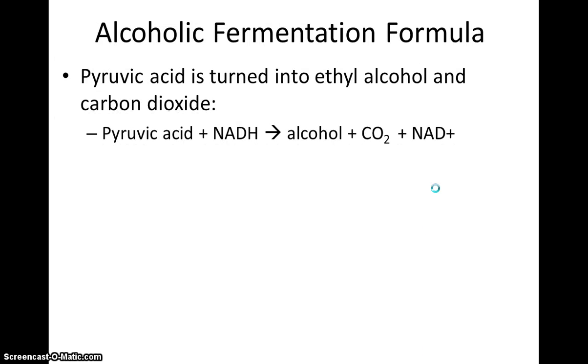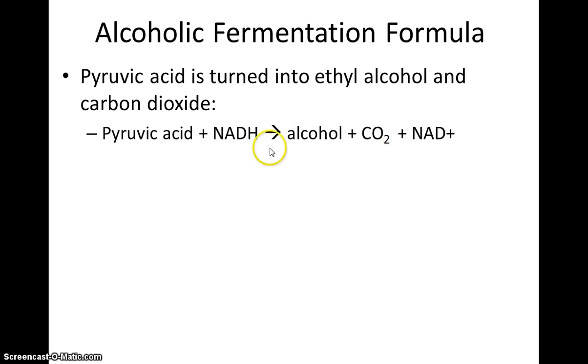This is going to have a very similar formula, although there are some very important differences versus lactic acid fermentation. So again, pyruvic acid or pyruvate, you're going to have an input there with the NADH as well, and this is going to produce alcohol, CO2, and NAD+.